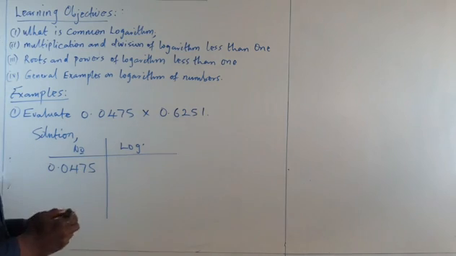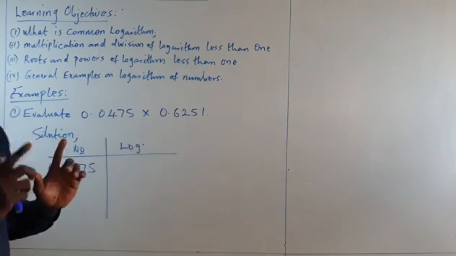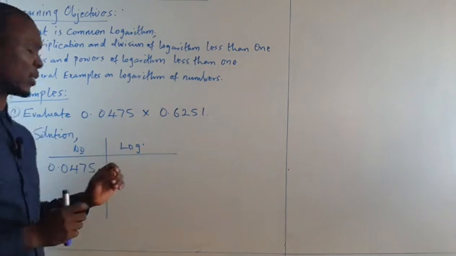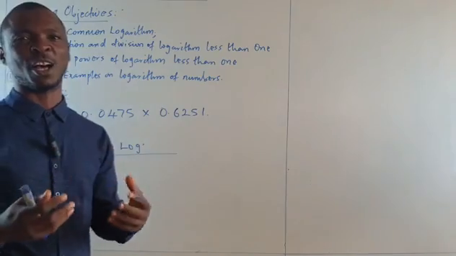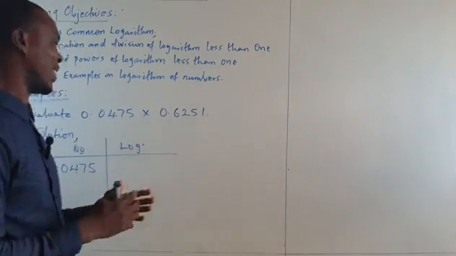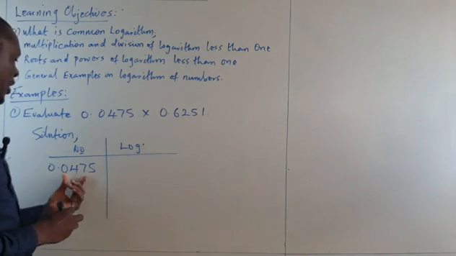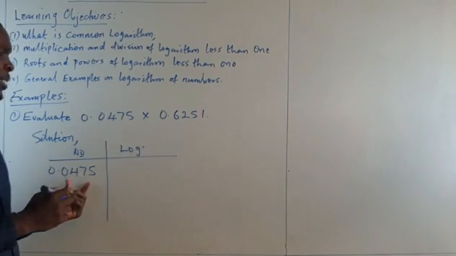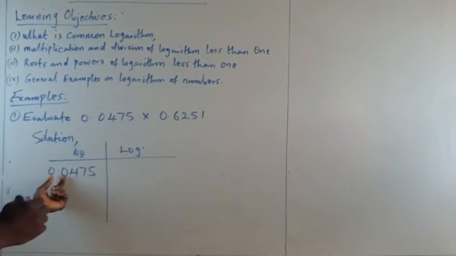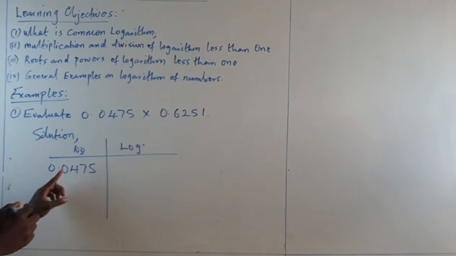0.0475. So logarithm of a number is divided into two parts. The first part of logarithm of a number is the integer part, which is also known as the characteristic part. And to get that, we are going to express the given number in standard form. Then the index to base 10 of that number is known as the integer part.